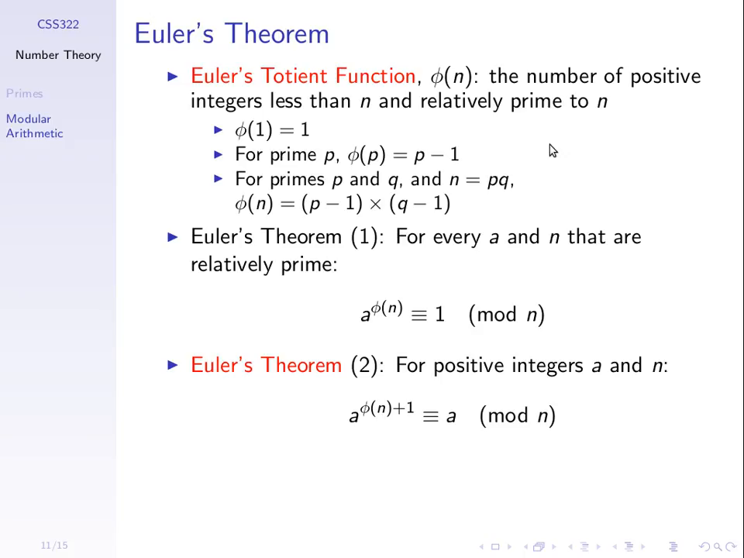And you can see a small extension of that, and it will become useful later. For primes p and q, where n equals p times q, the totient of n equals the totient of p times q, equals the totient of p times the totient of q, equals p minus 1 times q minus 1. So that's the case where p and q are prime numbers multiplied together. There are others, but this last one we'll make heavy use of later when we see cryptography.